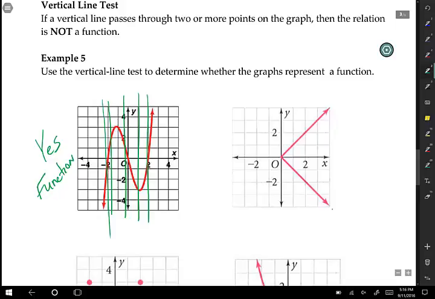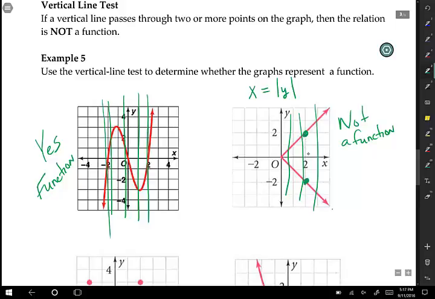Let's look at this example to the right. This is an absolute value graph, just to let you know. This is the graph of x equals the absolute value of y. And if we were to draw a vertical line through here, we would see very clearly at many spots it goes through 2 points. And so this is not a function. Numerically, you could do that by saying, if you look right there and right there, there's 2 points, 2 comma positive 2 and 2 comma negative 2, that both have the same input, but they have 2 different outputs.